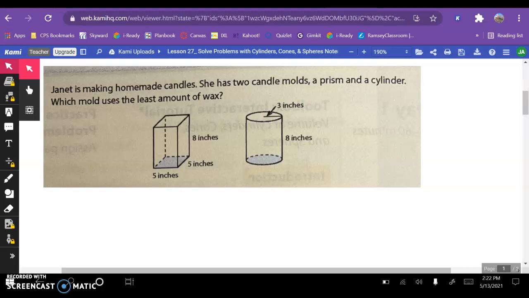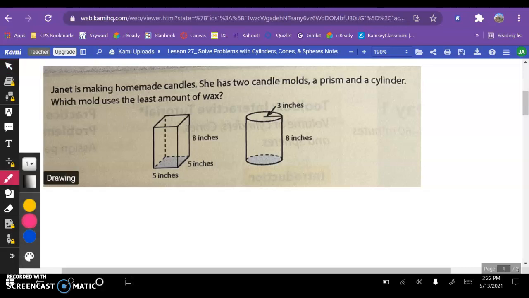So we talked about on the first day of volume how a rectangular prism was length times width times height. So for the prism, we are going to do 5 times 5 times 8. So that's 25 times 8, and 25 times 8 would be 200. And these are cubic inches, so inches to the third power.